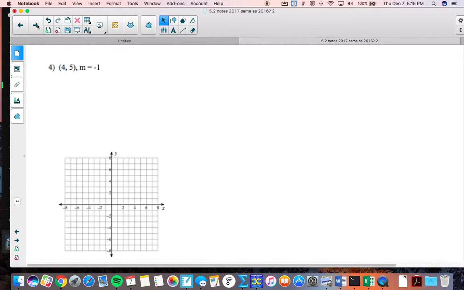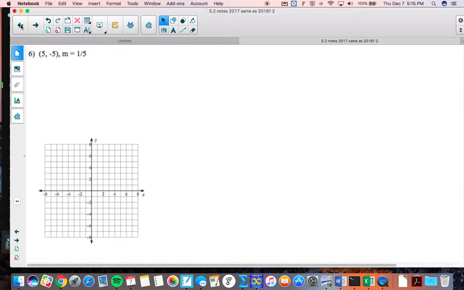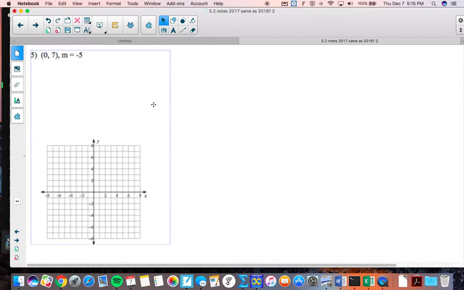Hey, let's try this one. So this is on the back. This is number 5. If your number 5 looks different and you want to cross one off, do this one with us. So here we go.